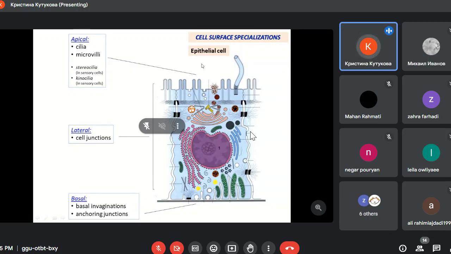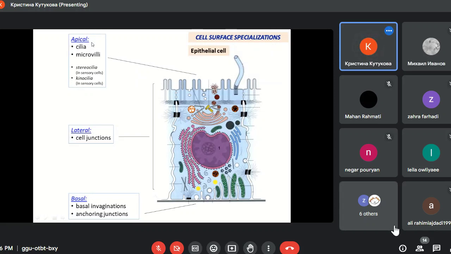The epithelial cell has three kinds of surfaces. The top one is called apical surface. It is here. The lower surface is called basal surface, and side surfaces are called lateral surfaces. And a cell can have different specializations of all these surfaces.